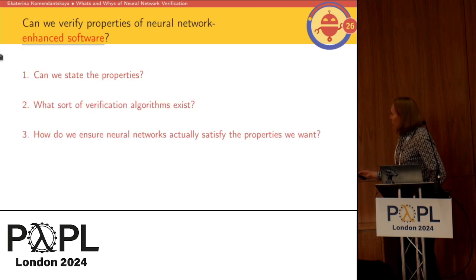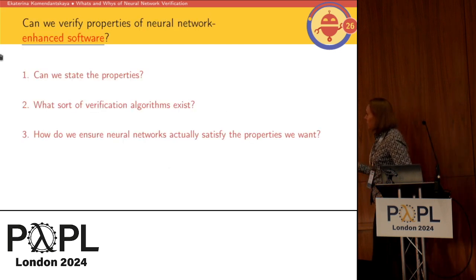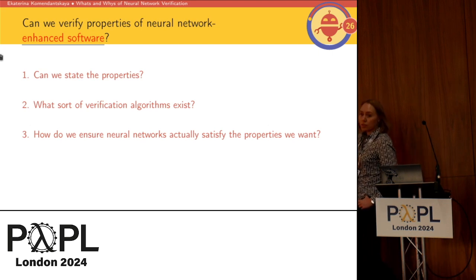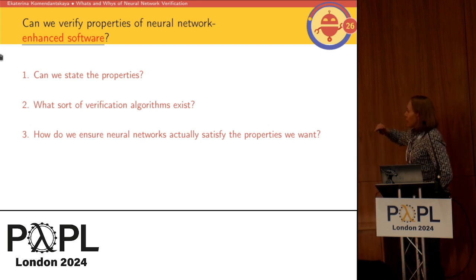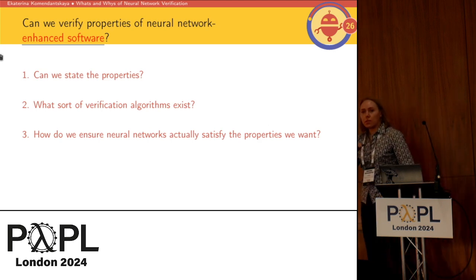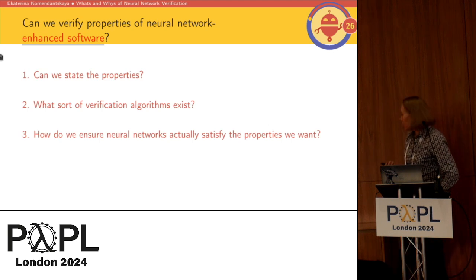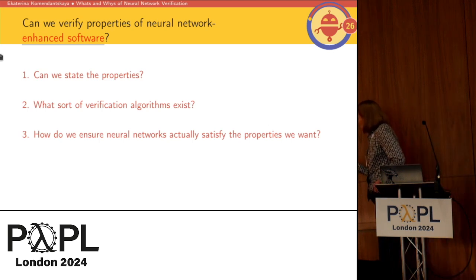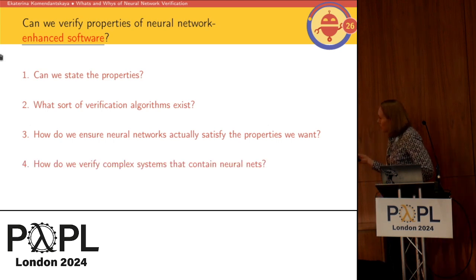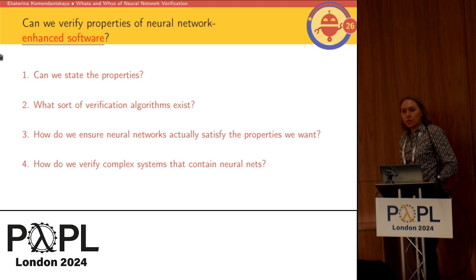All right. So we're almost towards the end of the stop question there. The question was, can we verify properties of neural network enhanced software? From the very start, we were not interested in a neural network sitting on its own in a vacuum. We were interested in the whole infrastructure that embeds the neural network. And so to these three questions, we add the fourth: how do we verify complex systems that contain neural nets?